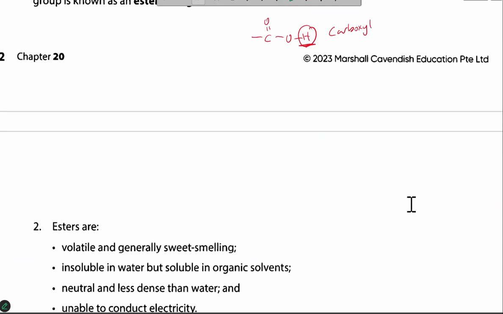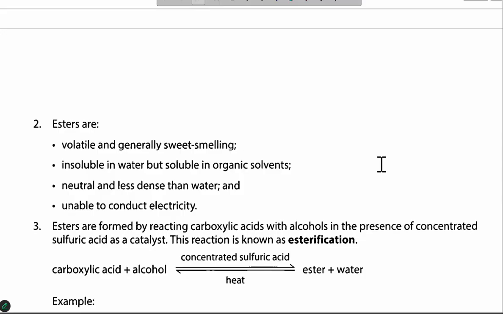So let's look at ester. Now, generally, you need to know a few properties. Very interestingly, they are actually volatile. They can be used as a solvent. Sweet smelling. In fact, their smell can be like fresh wood, a certain kind of flower or one kind of thing. This is a very distinctive smell. And the best thing, they smell like some fruits. The fruity smell can be used as a flavoring. It's insoluble in water but soluble in organic solvent. Typical molecular organic compound. Neutral and less dense than water, can float and unable to conduct electricity because simple covalent molecule.